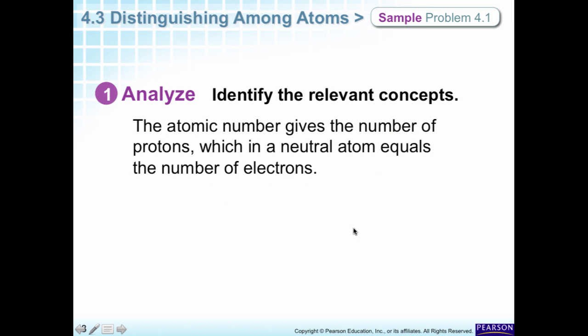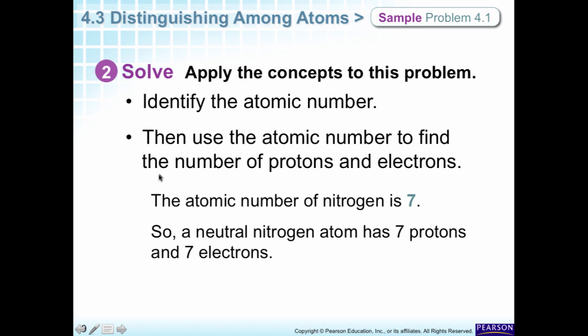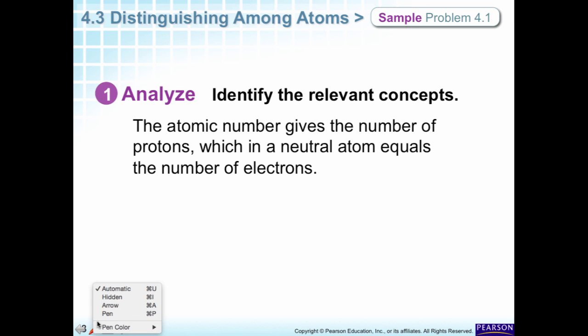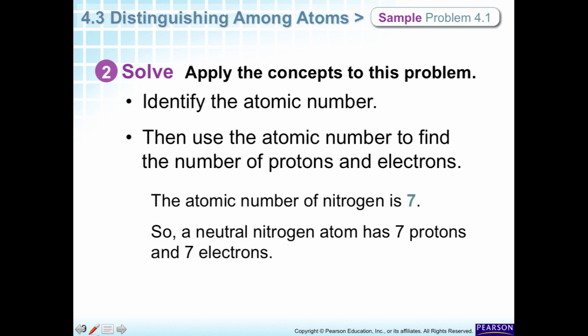So there's a method that we use to get there. Okay, the atomic number gives us the number of protons. If we know the number of protons, it will have to equal the number of electrons. So we use the atomic number to find the protons and electrons. So if we have 7, we have 7 protons, and therefore we have 7 electrons.